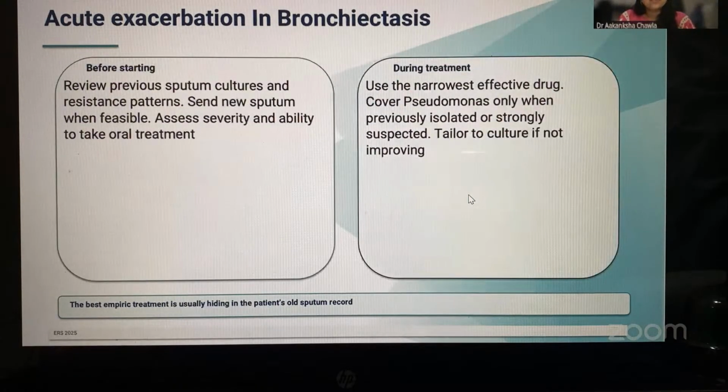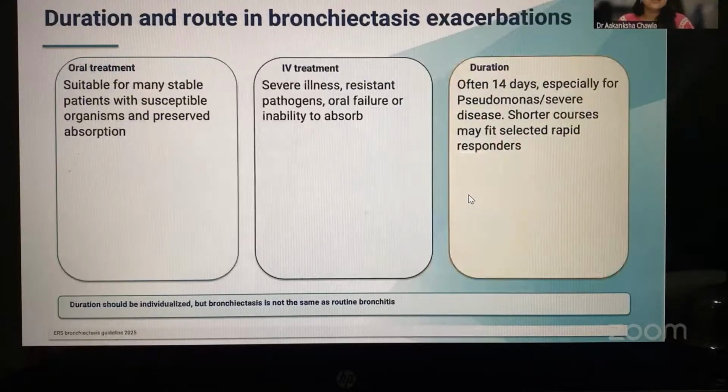So when you're dealing with an acute exacerbation of bronchiectasis, before starting, if you have a patient and if their past cultures are available, review the previous reports to see the resistance patterns, what bugs you've been isolating in that particular patient. Send a new sample as soon as possible and assess for the severity, and decide whether you want to give the patient oral or IV treatment. And like we talked about in the COPD and asthma, use the narrowest effective drug. For Pseudomonas, you cover when there is a history of previous isolation or you are strongly suspecting. Only in that circumstance you cover for Pseudomonas.